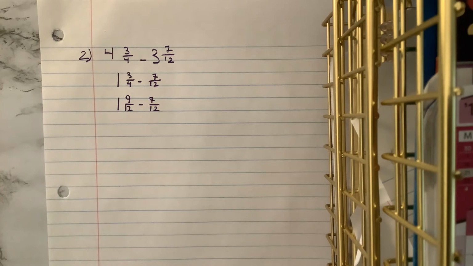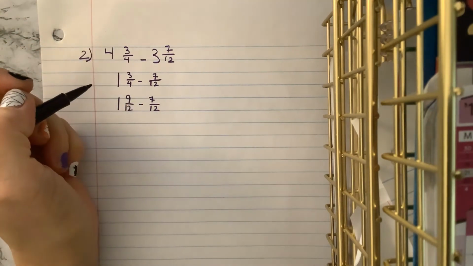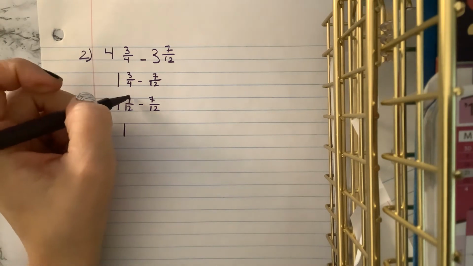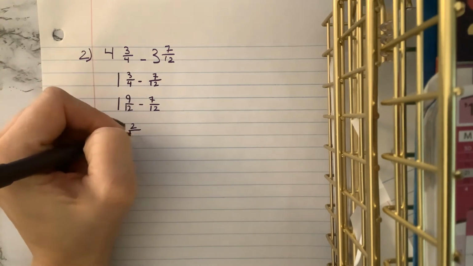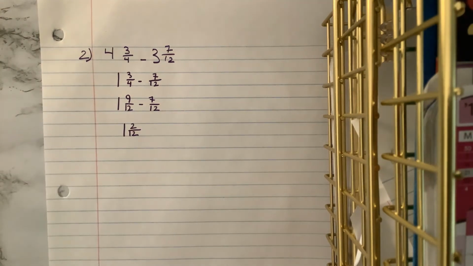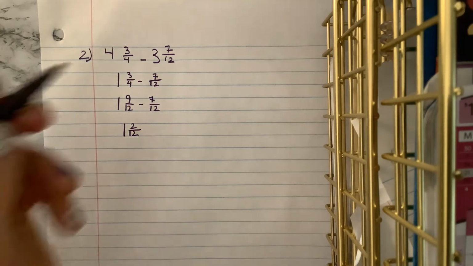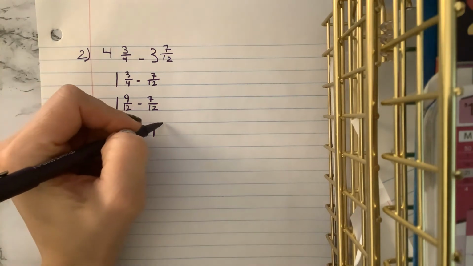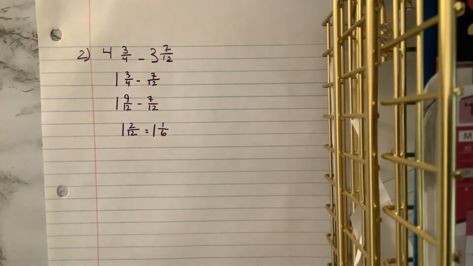So this is where we see step 3 tells us, if possible, subtract the numerators. And it is, right? If 9 is greater than 7, we can just subtract those numerators. So subtract the numerators. Our whole number should stay the same. 9 minus 7 is 2, so we end up with 1 2/12. Okay, now we can go right on to step 4. Do we need to make it proper? We do not. Do we need to simplify? Yes, we do. 2 and 12 are both divisible by 2. So we end up at 1 1/6.